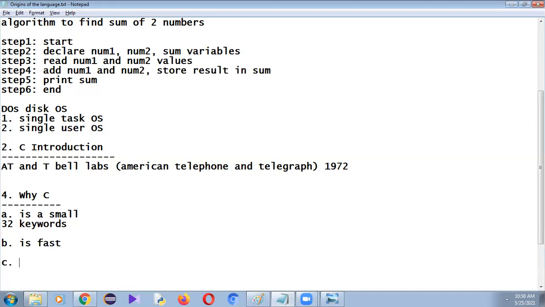Next one, C offers better interaction with hardware. Why? Because the hardware drivers are written using the C programming language. By writing C programs, we can give a print command to the printer, we can turn off the monitor. We will be discussing such types of programs in the coming videos.